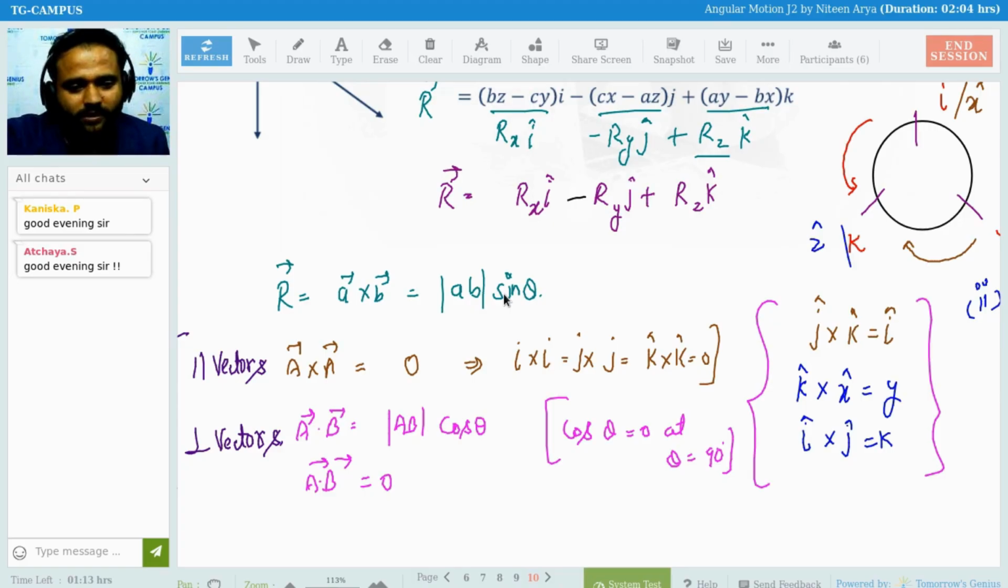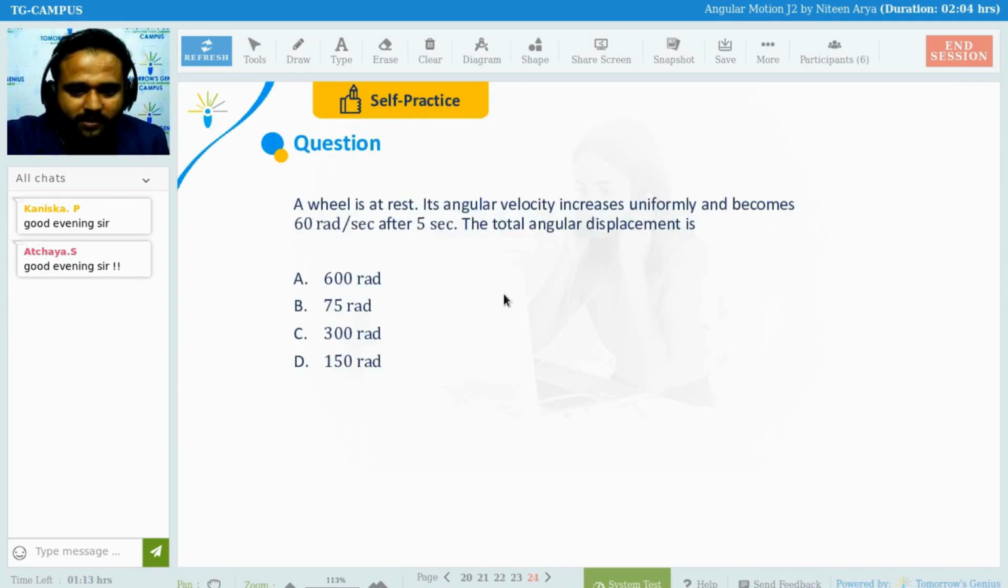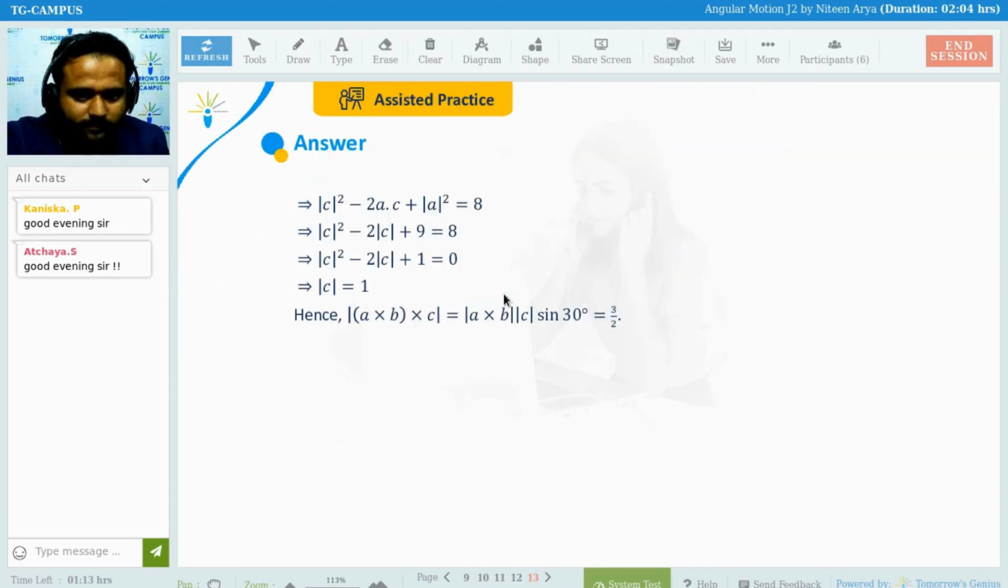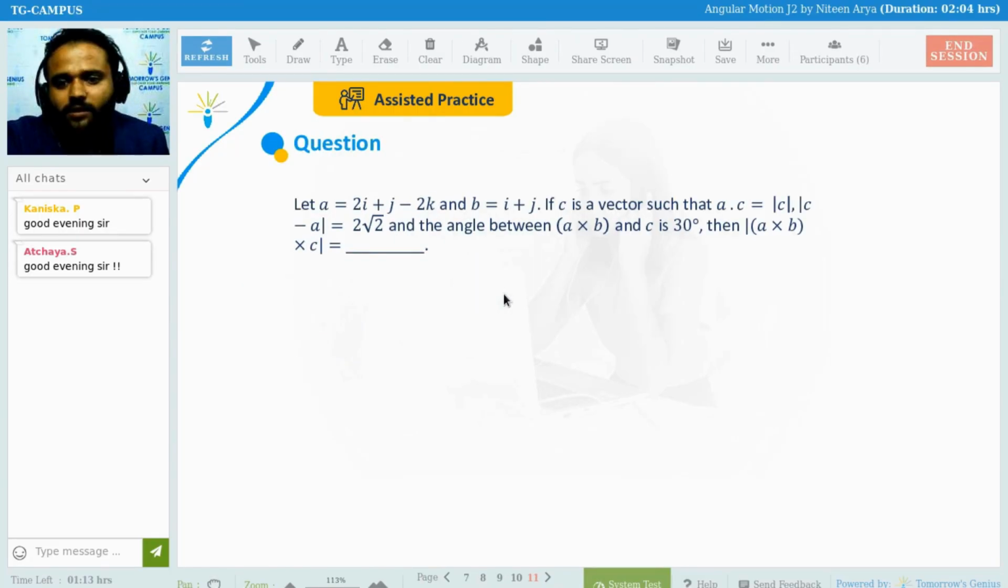Now, related to this vector topic, we have a question. A is given, B is given. If C is a vector such that A dot C equals C minus A, which is given to you, and the angle between A cross B and C is 30 degrees, then you need to find A cross B cross C.